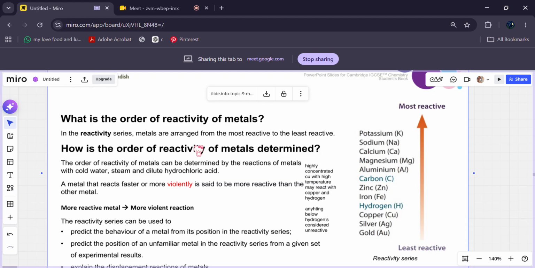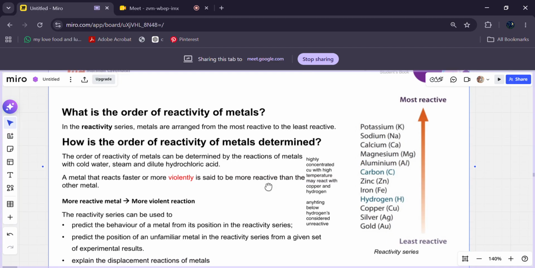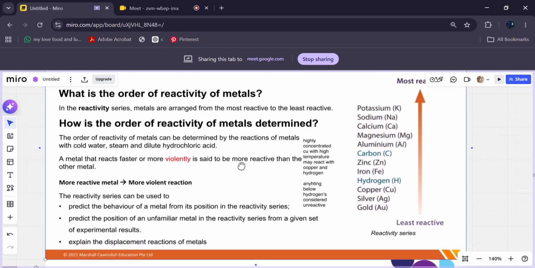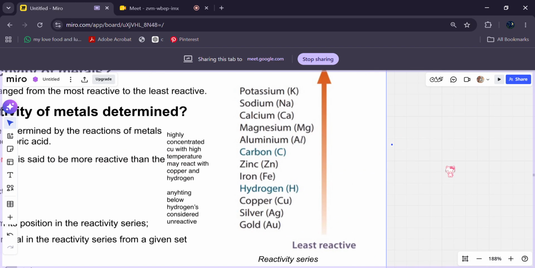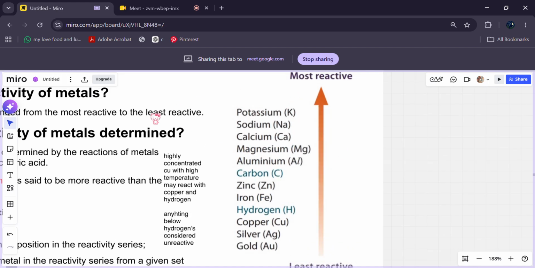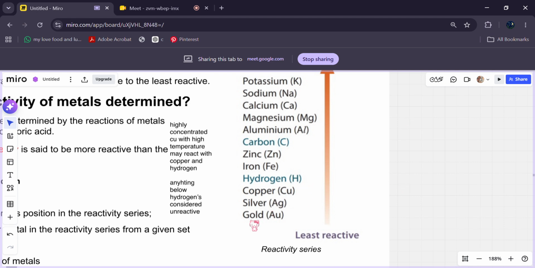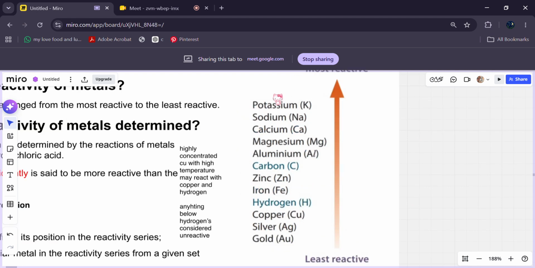So it is useful to arrange metals according to how reactive they are. Thus, scientists have come up with a list, what we call the reactivity series. In the reactivity series, metals are arranged from the most reactive to the least reactive. You can see in this reactivity series, we have the most reactive at the highest and the least reactive at the lowest. Potassium is considered one of the most reactive metals. Then we go on down to sodium, calcium, magnesium, aluminium. And as we go down, the lower we get, the less reactive each metal becomes.